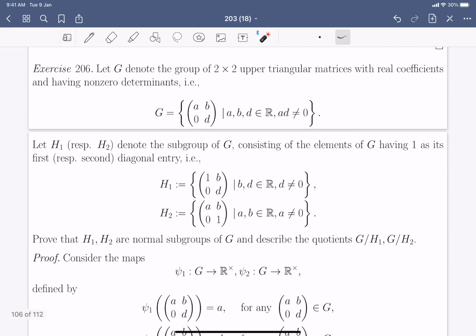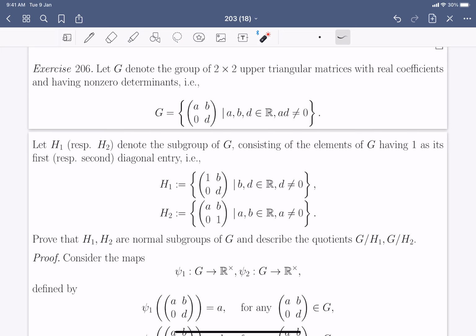So we have this exercise. This starts with this group G. It consists of the 2 by 2 upper triangular matrices with non-zero determinants. So such a matrix has to be of this shape: A, B, C, D, with C equal to 0, and the remaining elements have to be real. And we impose the condition that the determinant is non-zero. In other words, AD has to be non-zero.